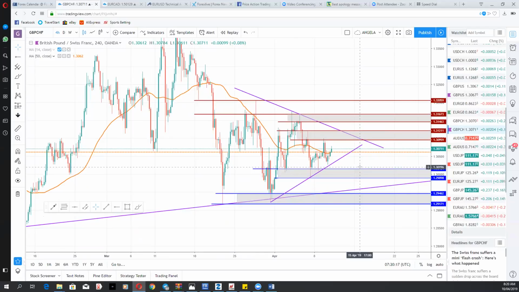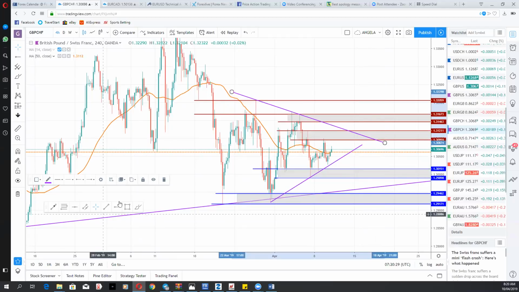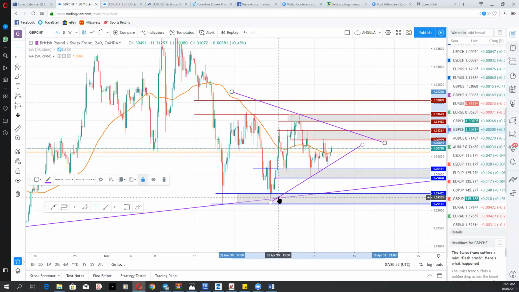A break from either side will send price continuously in that direction. So let me be sure I get this well. Let me put this here. So this is the game plan. You just wait and see.